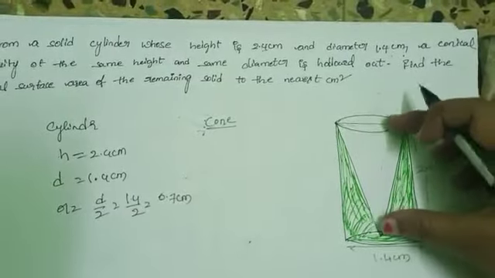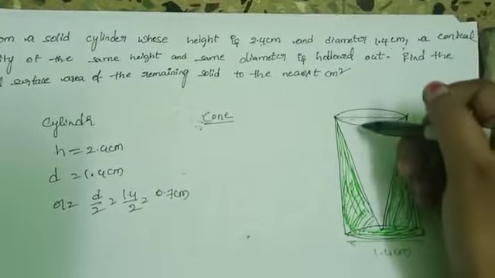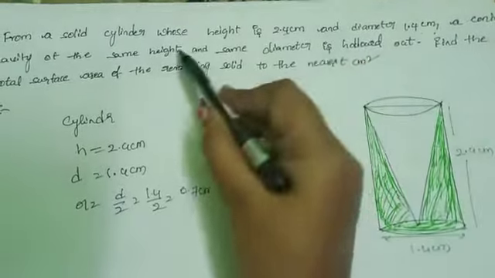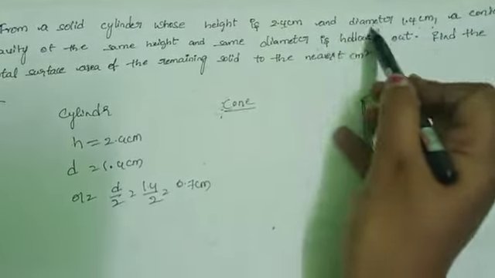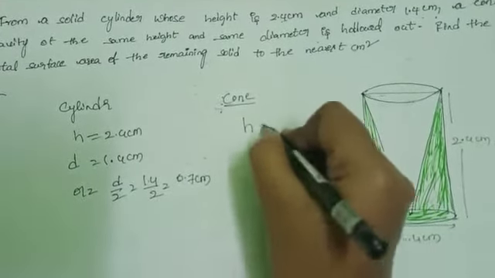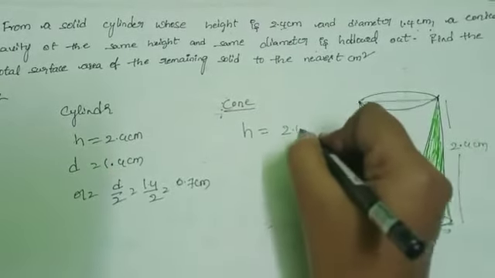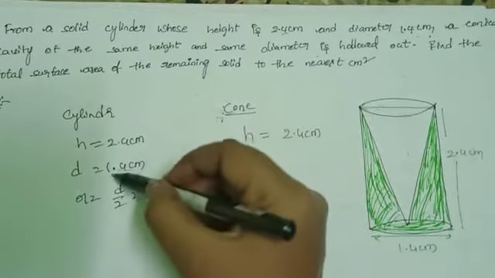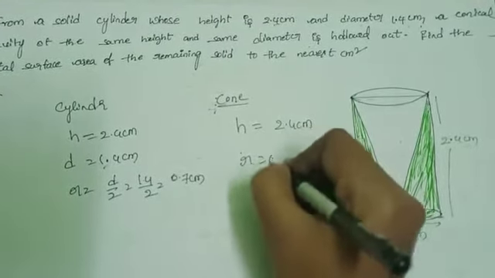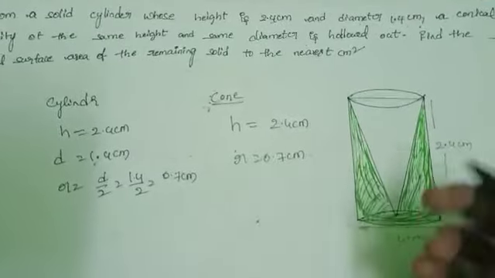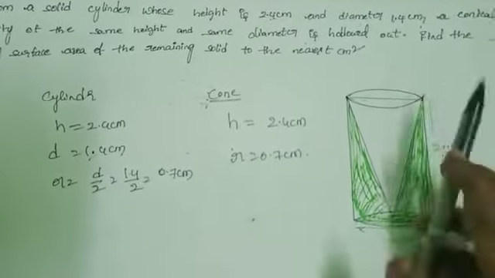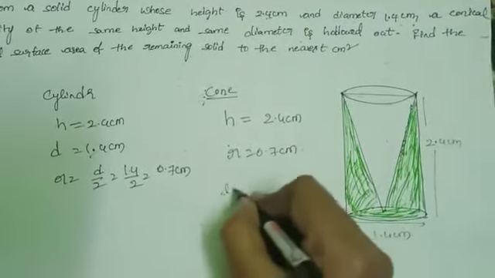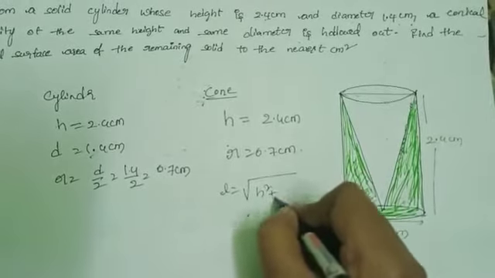The inside cavity is inside the cylinder, a conical shape. What is the height of the cone? Same height and same diameter as the cylinder. So height equals 2.4 centimeters and diameter is 1.4, then radius equals 0.7 centimeters. What is the slant length? This is the slant length. L equals, we know the formula, root over h square plus r square.